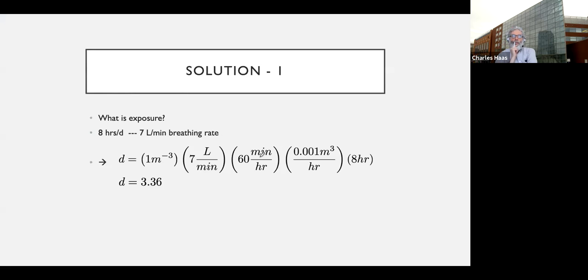So here's the first step in the solution. We want to calculate the exposure. An individual is breathing 8 hours per day. We need a breathing rate. Multiplying that by the virus concentration gives us the dose. So 1 virus per cubic meter times 7 liters per minute breathing rate times unit conversions of 60 minutes per hour, 0.001 cubic meters per liter, times 8 hours gives us a dose, again, average of 3.36.